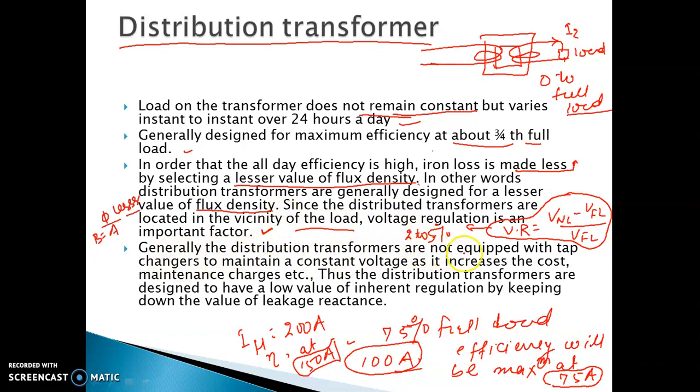Generally, distribution transformers are not equipped with a tap changer to maintain constant voltage, as it increases the cost. Here a tap changer is not there. A tap changer is provided for the power transformer. For the distribution transformer, tap changing is not provided, so that cost can be reduced. Maintenance charge is also needed if you put a tap changer. Thus, distribution transformers are designed to have a low value of inherent regulation by keeping down the value of leakage reactance. So these are some differences between the power transformer and the distribution transformer.